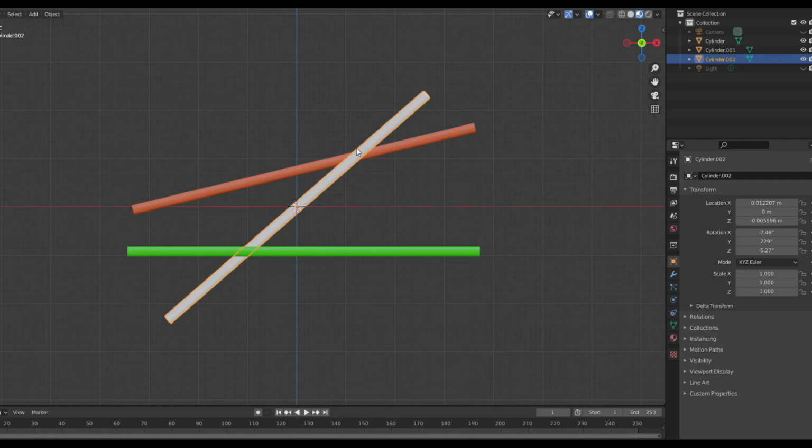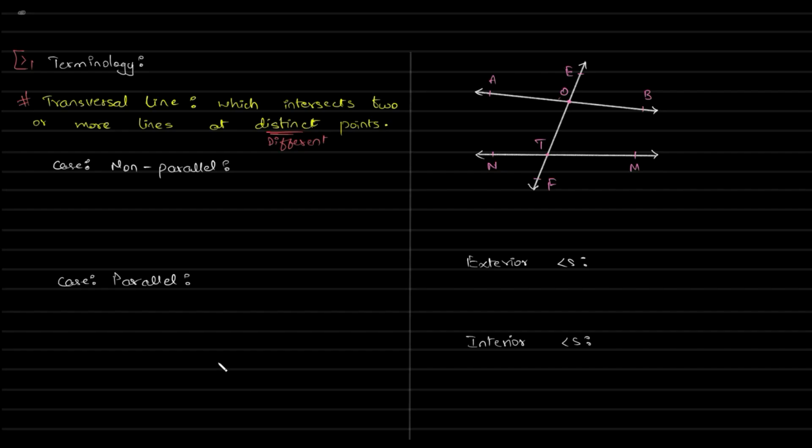It is passing through two different lines, right? So transversal line can be any line. It just has to cut two lines at least. So between two lines, this line is the transversal line, right? So for the case of non-parallel lines, we can draw something like this. So I have two lines which are not parallel. This is a transversal line.